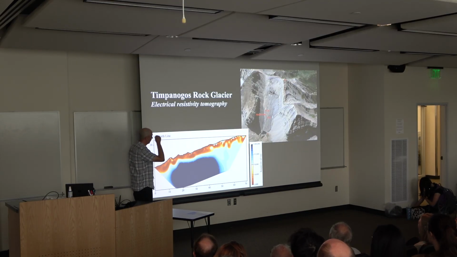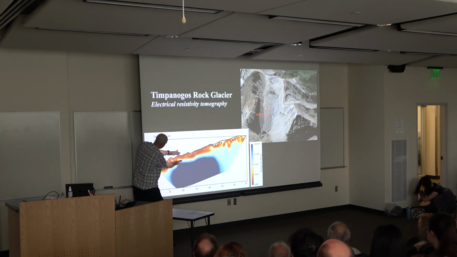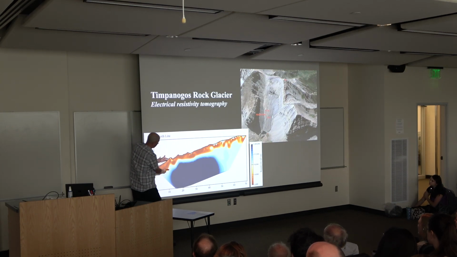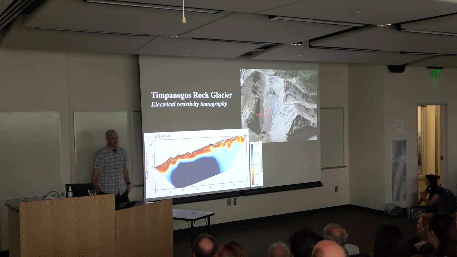This is looking at Nogus, and this was electrical resistivity tomography. It took like 8 of us to carry 300 pounds of gear up here to do this. You get these beautiful images where you can see here's a couple of meters of the rocky debris on the surface, underlain by massive glacial ice.